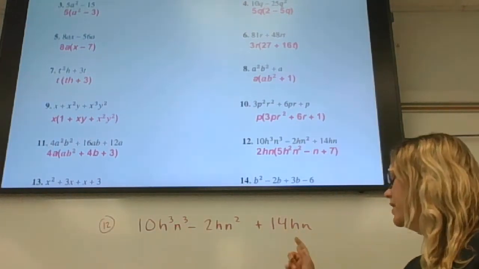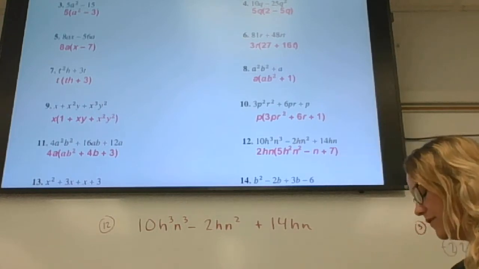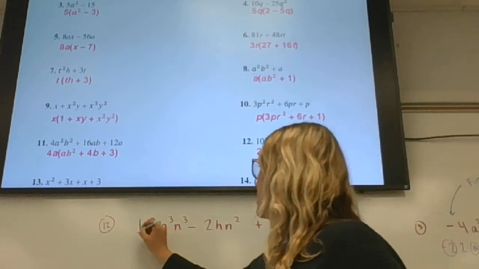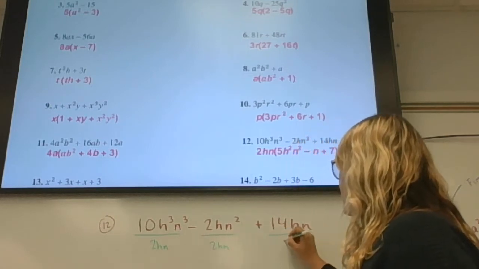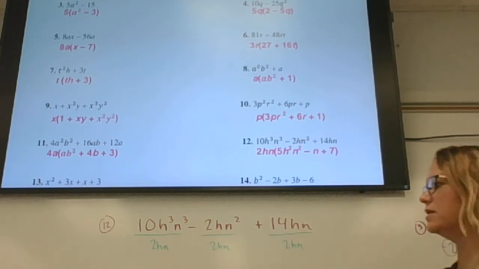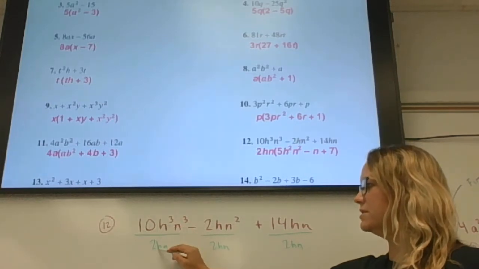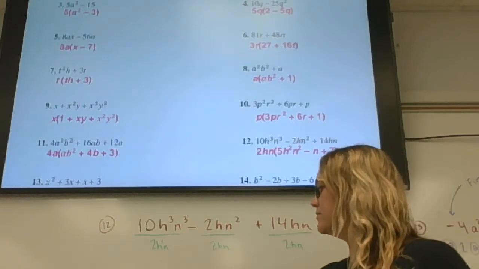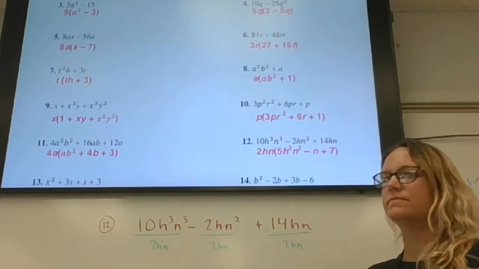I can see that they all have an H, and I can see that they all have an N. So the fraction method, I didn't do it in bow work, I just circled, but the fraction method puts the GCF under here. And then whatever's left in parentheses is the result from division. So 10 divided by 2 is 5, and I have 3 H's over 1 H. So you use that subtraction property. 3 minus 1 would leave H squared, and 3 minus 1 would leave N squared.